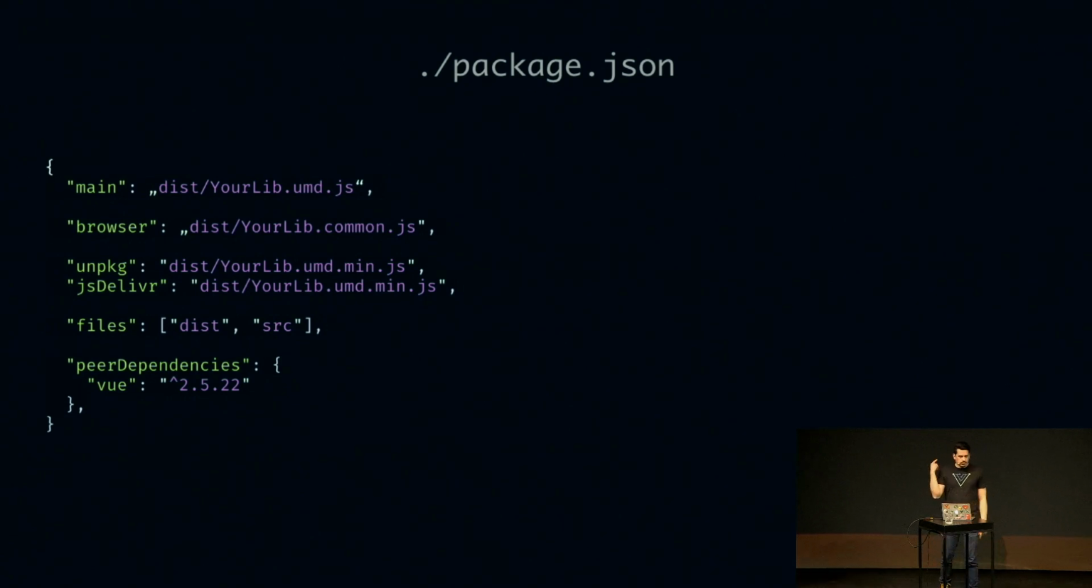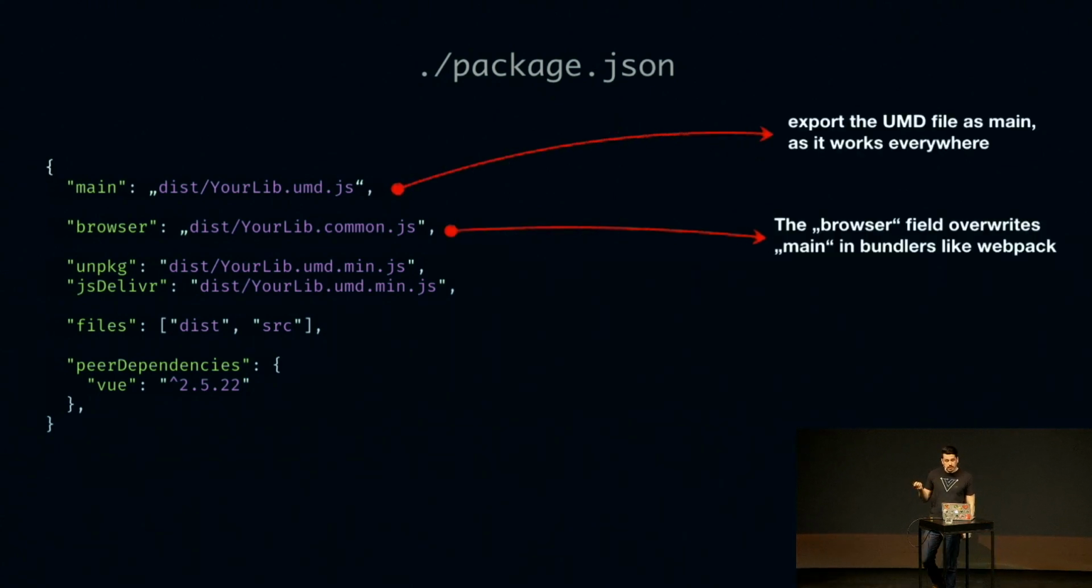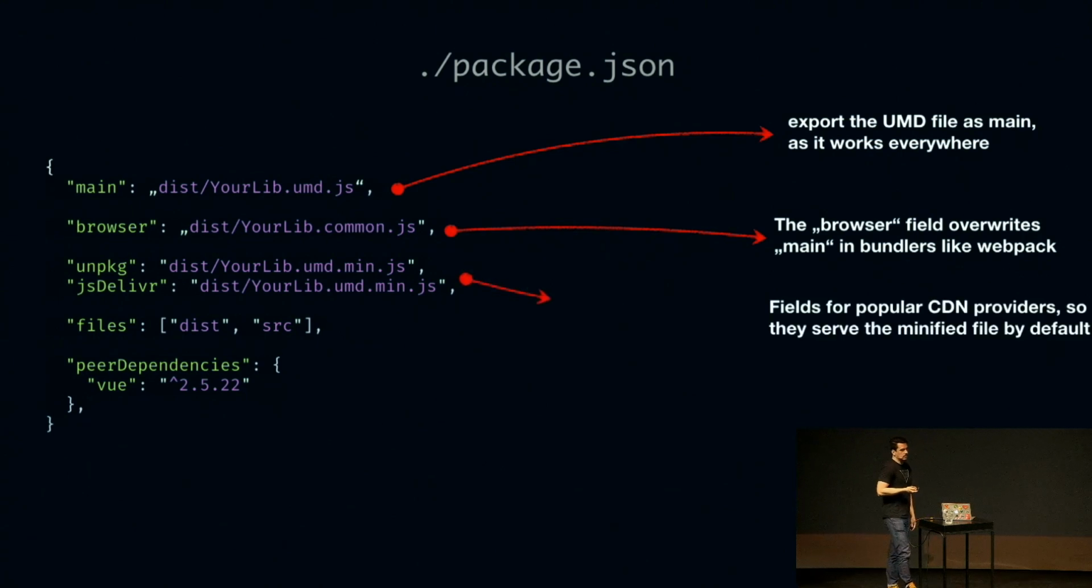We also have a browser field, which is meant for bundlers like Webpack when they consume your library, and it basically tells the bundler, hey, don't use the main file, use this instead. So we can tell Webpack to not use the UMD bundle, because we don't really need the overhead that is involved in this bundle. We can just use the CommonJS bundle. There are also neat fields for popular CDNs like jsDelivr or unpkg, where you can tell them where to find the minified version of your entry file.